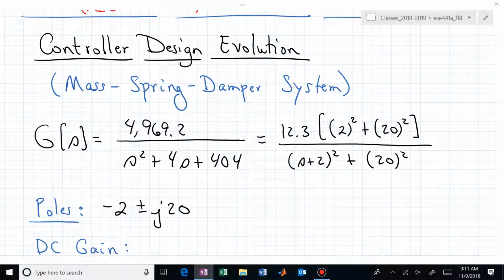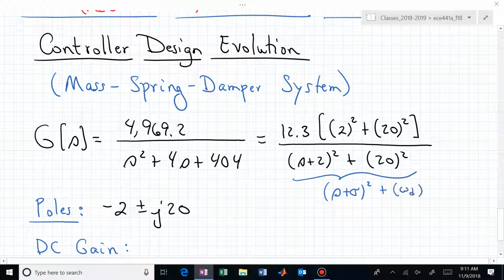It's close. And I think you can immediately see from the way that I factored this denominator where the poles are. The poles are at -2 plus and minus J20.